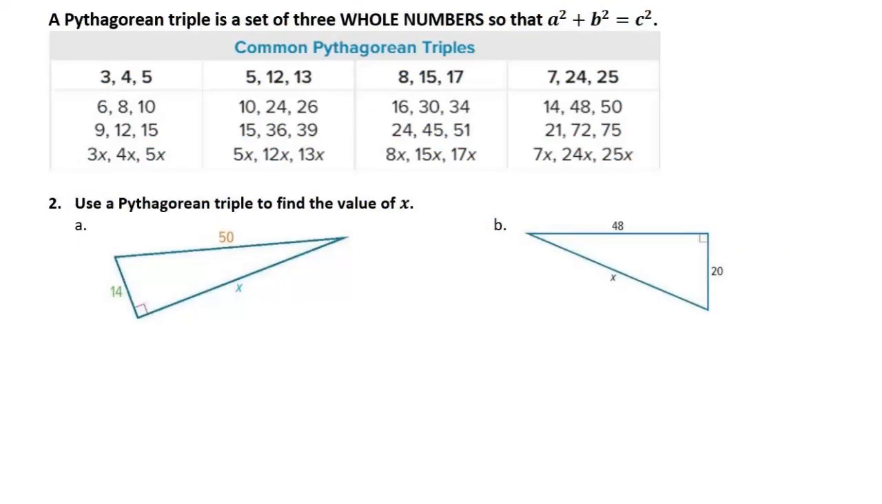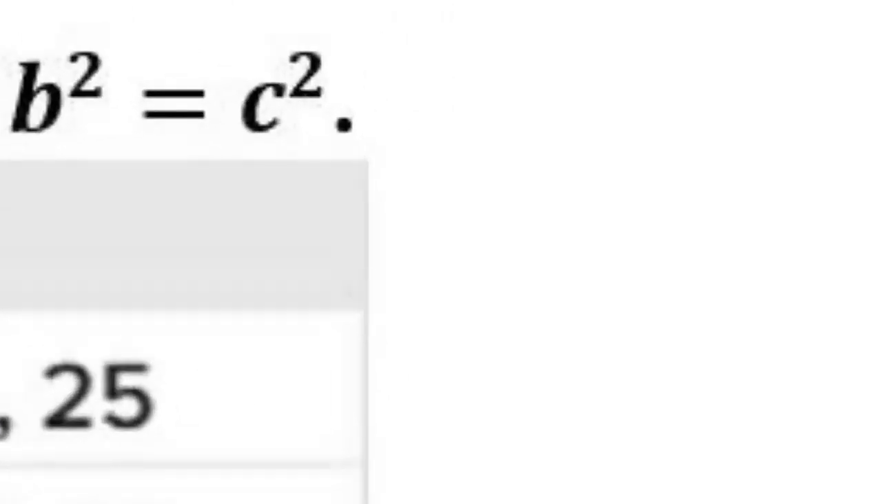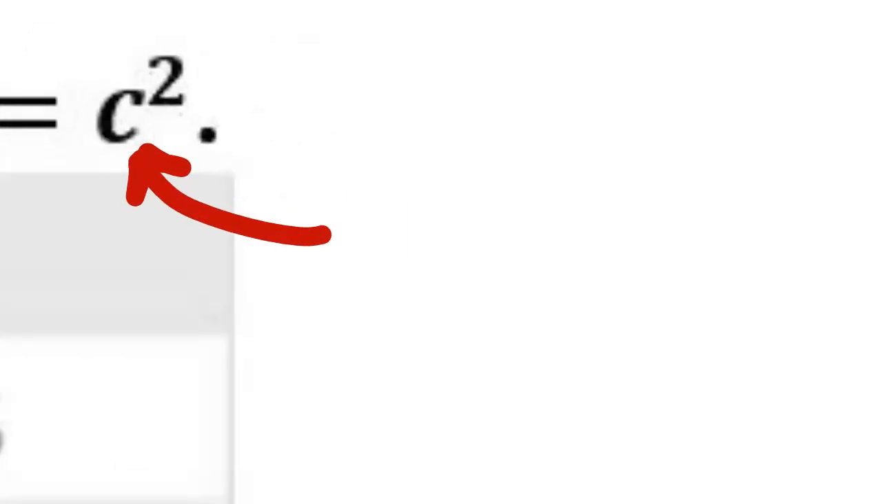A Pythagorean triple is a set of 3 whole numbers so that a squared plus b squared equals c squared. In addition to being the hypotenuse, c will always be the largest of the 3 numbers.